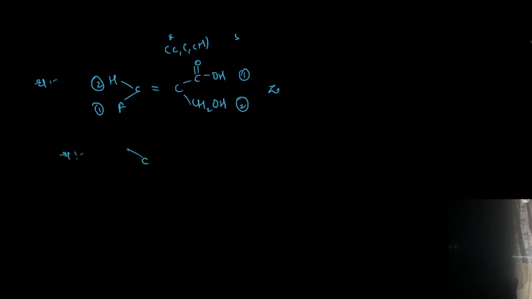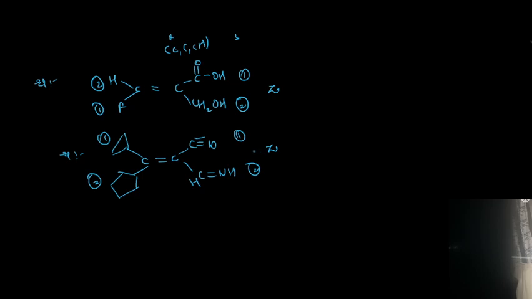Now next we're going to talk about an example. We have this compound and we have cyclopentyl group. Then we have C double bond NH, C triple bond N, and we have C double bond NH, CH double bond NH. So priority to this will be 1, this will be 2, this will be 1, this will be 2. Then it is also Z.